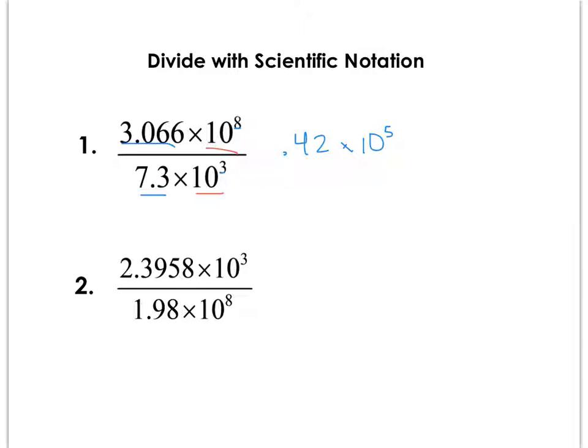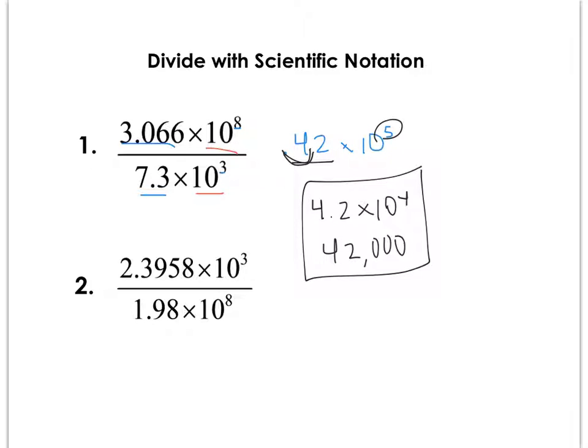but I am breaking a rule because I cannot have my number here be less than 1, it needs to be between 1 and 10. So I'm going to move this decimal over 1 place, and I get 4.2. I wanted to go 5 to the right, but I already moved 1 spot to the right, so it's going to be times 10 to the 4th. And then written out into standard form would be 42,000.